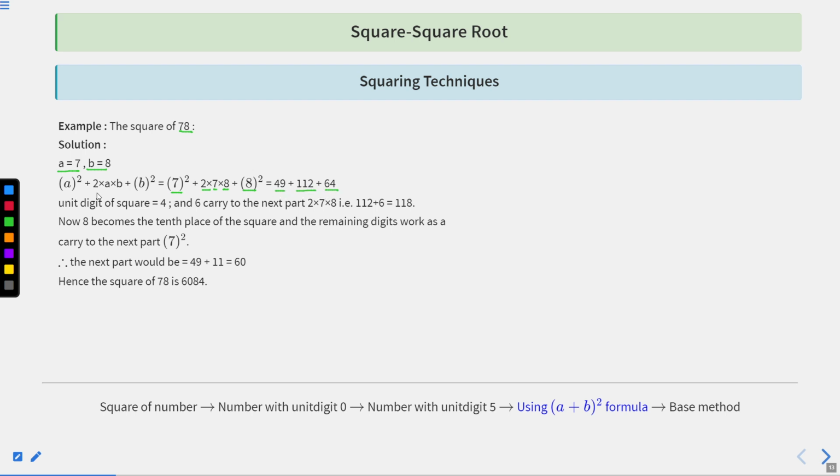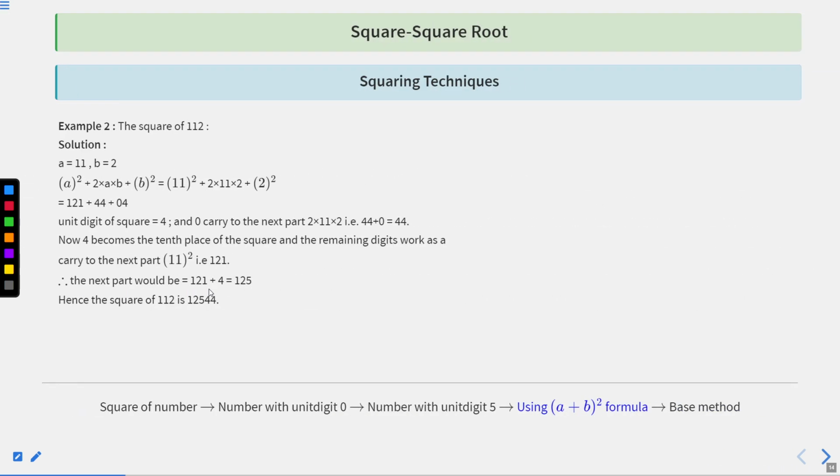Now the unit digit of the square is 4, and 6 carries to the next part, 2 times 7 times 8, that is 112 plus 6. So that is 118. Now 8 becomes the tens place of the square and the remaining digits work as a carry to the next part, 7 square. Therefore the next part would be 49 plus 11, that is 60. Hence the square of 78 is 6084.